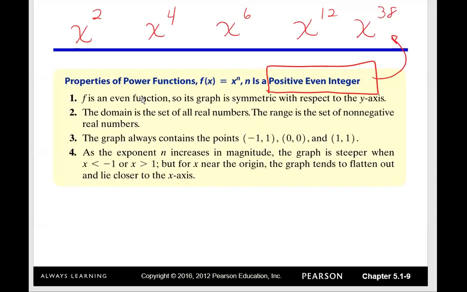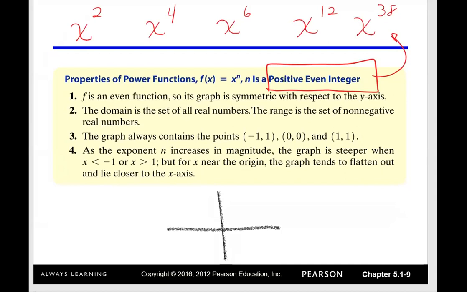This thing should be up in quadrants 1 and 2 only. The graph will always contain the points (-1, 1), (0, 0), and (1, 1). It'll always contain these points. If it's a parabola, it'll look something like that. If it is an x to the 4th, it's gonna look something like, well, I'll leave that for later.